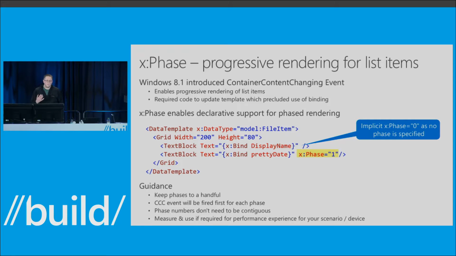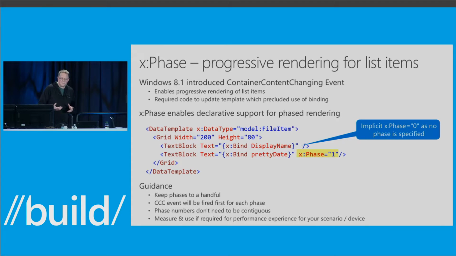So x:Phase is what allows me to delay and progressively, incrementally render that item template. Some guidance for this: technically, there is no limit on how many phases you could use, but I recommend keeping it to a handful. If you do more than that, it's going to spend more work figuring out the phases than actually doing the work.